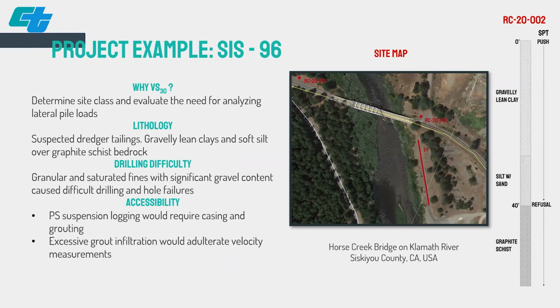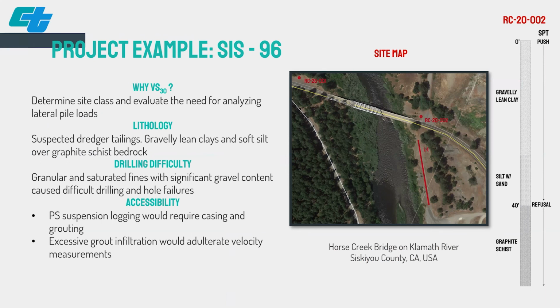Now let's take a look at an example of a recent project in which surface wave testing was deployed. VS30 was needed at Horse Creek Bridge in Siskiyou County, California, State Route 96, in order to determine seismic site class. Lithological information was provided via soil and rock sampling.